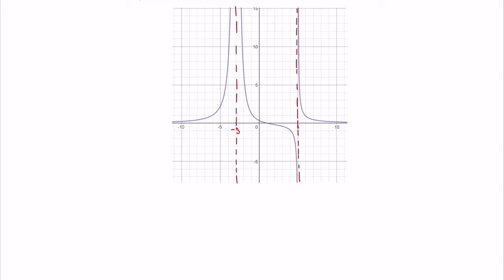You see the behavior of the graph is approaching the asymptote. It's always approaching the asymptotes. You see? Here, here, here. That is the behavior of the function. The function approaches the asymptote and never touches it.